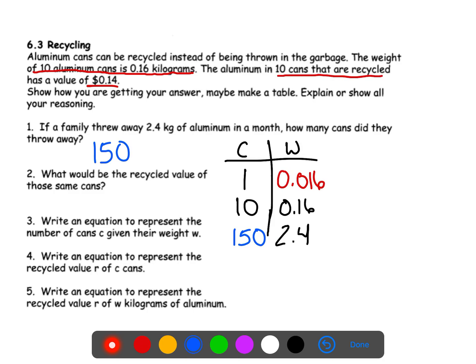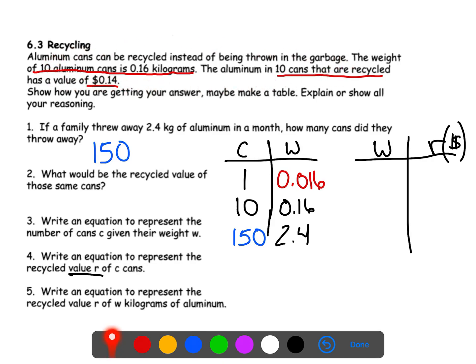Okay, next it wants to know what's the recycled value of those cans. So we have a weight and we have a number of cans. What we could do next is make a table comparing weight to value, and value they describe down in another question as R. I'm just going to put a little dollar sign here next to it so we remember what we're talking about. So let's go back to our original situation here on top.